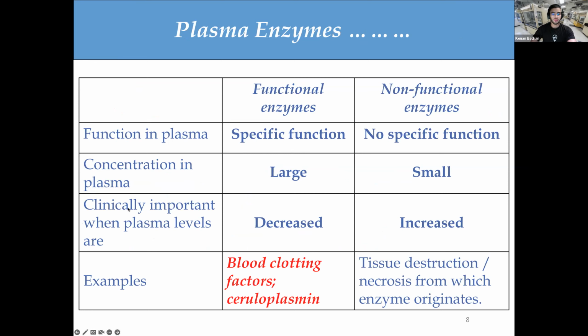And only when there's a clinically important issue, like a disease, would you notice an increase in the non-functional enzymes. So non-functional enzymes increase and functional enzymes decrease, such as in people who bruise easily, which you covered among the different causes. Those are blood factors, your plasma. And here, of course, tissue destruction or necrosis from which the enzyme originates.